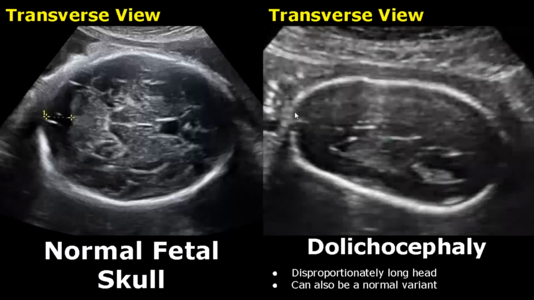Dolichocephaly is a disproportionately long head. You can see that the head is much longer than usual in this image. It can be a normal variant as well, but is also seen with breech presentation and oligohydramnios.